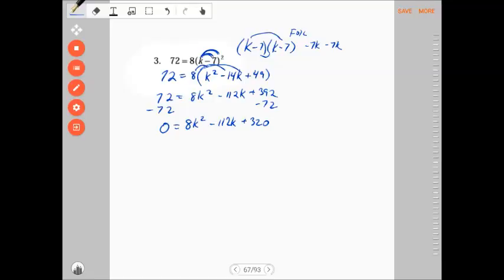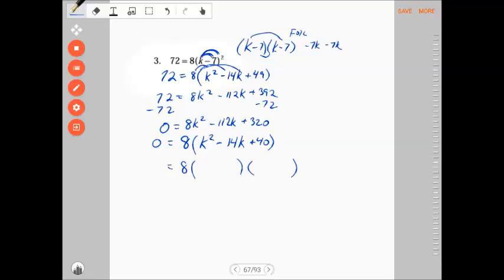So what we do is we just avoid big X altogether, and we just factor out the 8. We get k squared minus 14k, and then 320 divided by 8 is just positive 40. That makes the numbers smaller and easier to work with. When we factor this, the 8 doesn't disappear. It just doesn't figure into the answer.